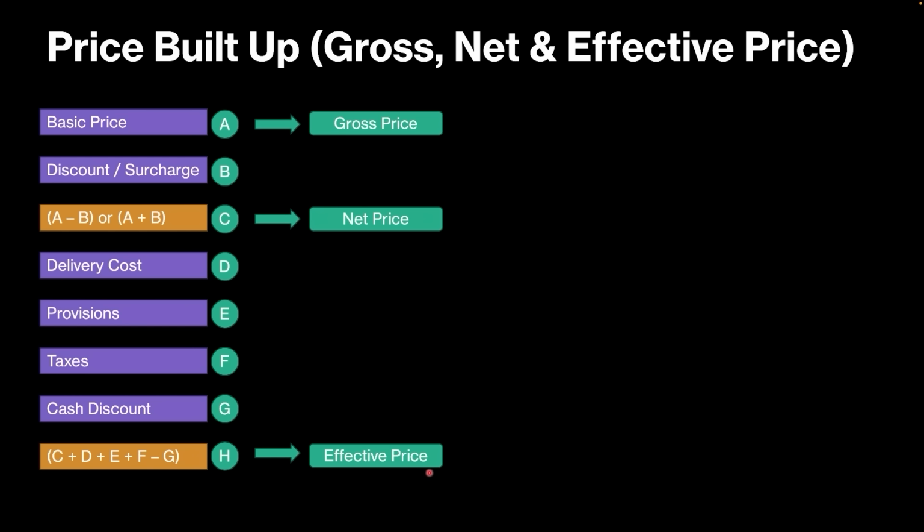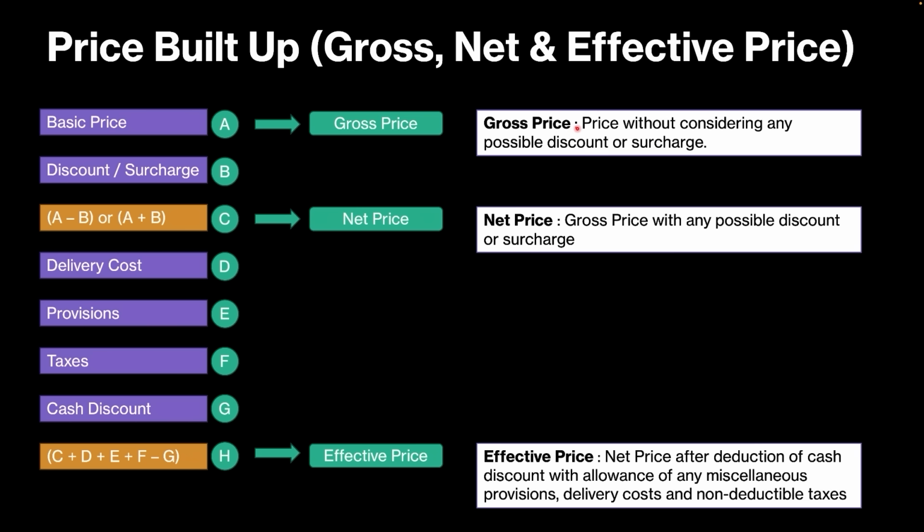effective price. So you can see the gross price is price without considering any possible discount or surcharge. The net price is gross price with any possible discount or surcharge, and the effective price is net price after deduction of cash discount with allowance of any miscellaneous provisions, delivery costs, and non-deductible taxes.